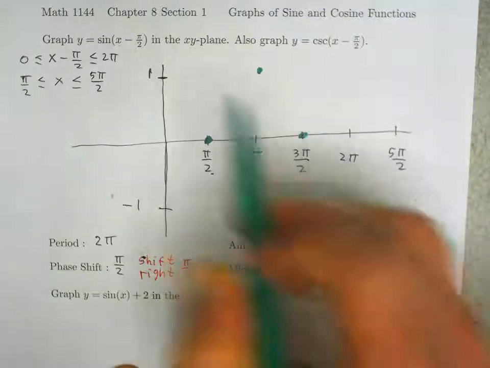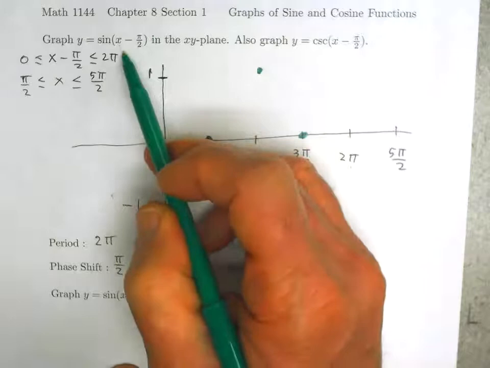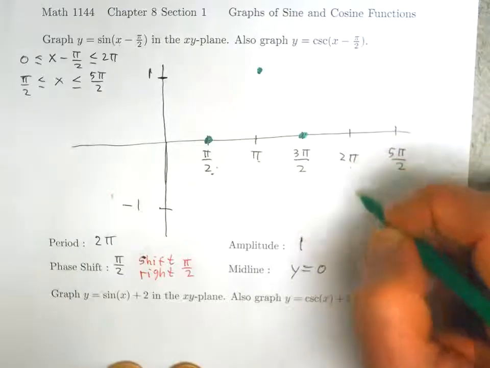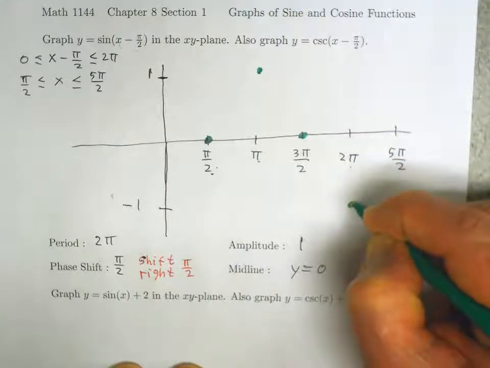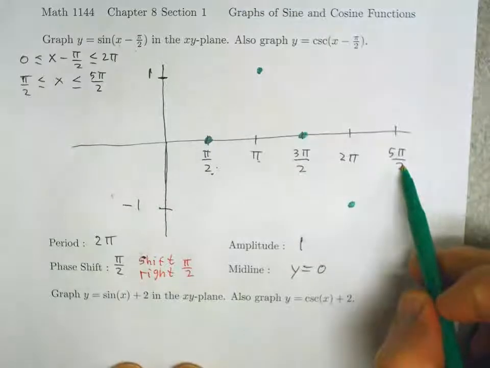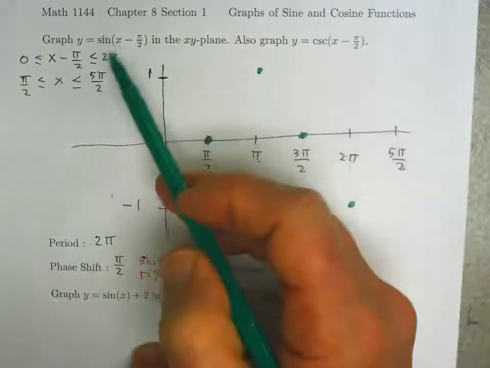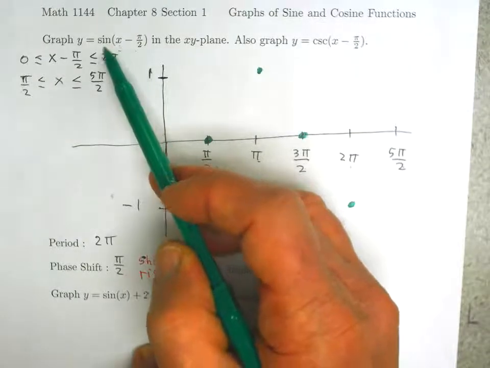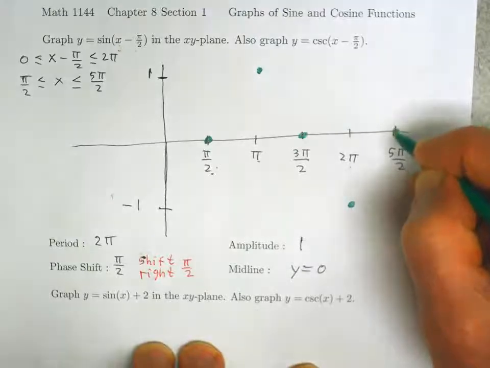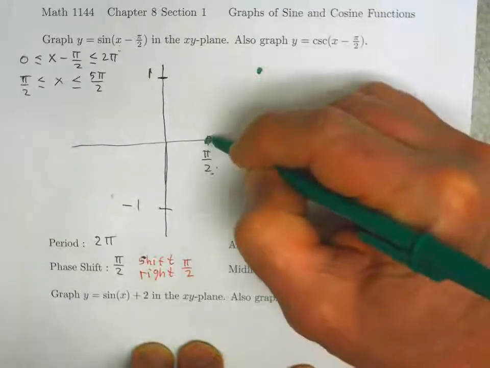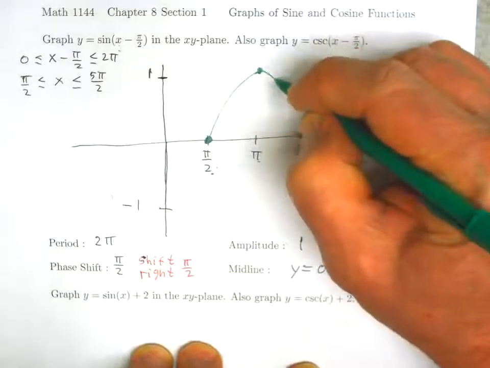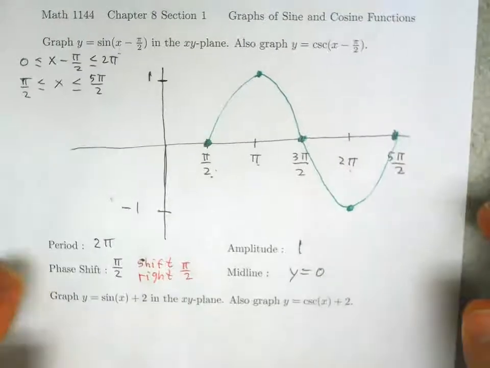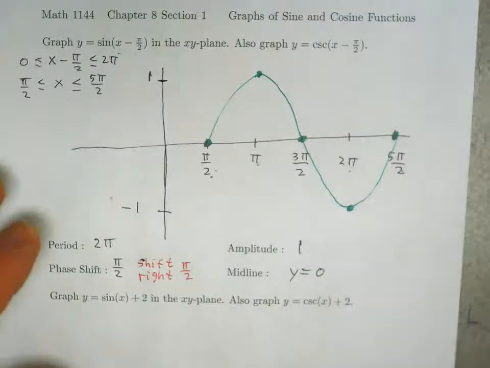When x is 2 pi, 2 pi minus pi over 2 is 3 pi over 2. Sine of 3 pi over 2 is negative 1. So we have this output at negative 1. And then finally, when x is 5 pi over 2, 5 pi over 2 minus pi over 2 is 4 pi over 2, or 2 pi. Sine of 2 pi is 0. So we have an output of 0 again. So then we connect the dots, sketch the sinusoid. That's one period of that function.